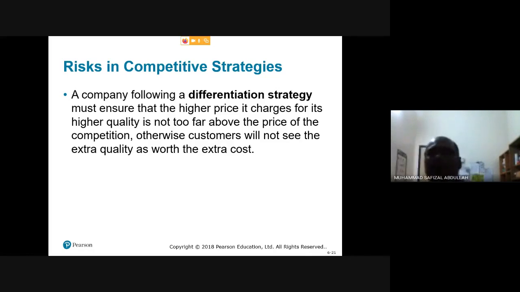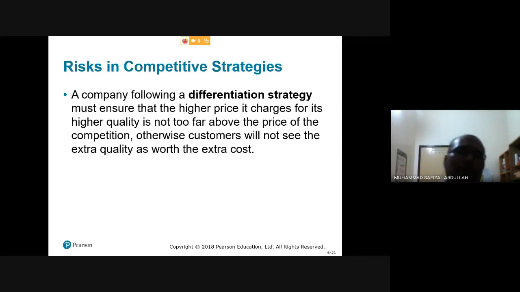You are saying that you are selling at a higher price because your product is more superior to the others. My product has the highest value, my product is very unique, for example. But don't price it too high above the market price. If not, customers or consumers will not see the extra quality as worth the extra cost. Meaning, otherwise people will see that it is not worth it to buy.